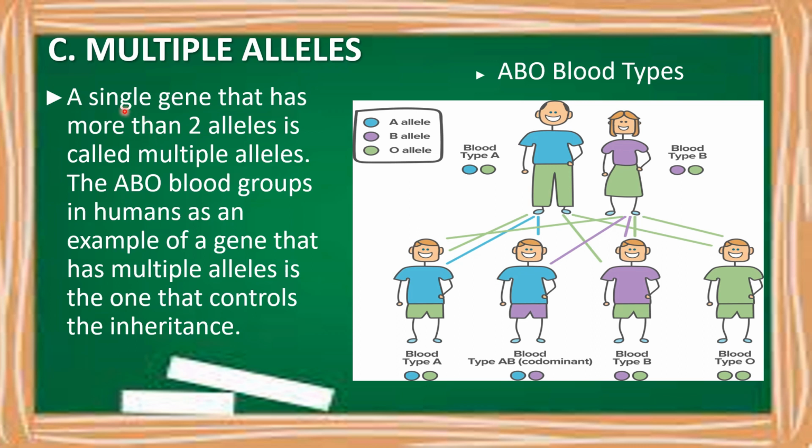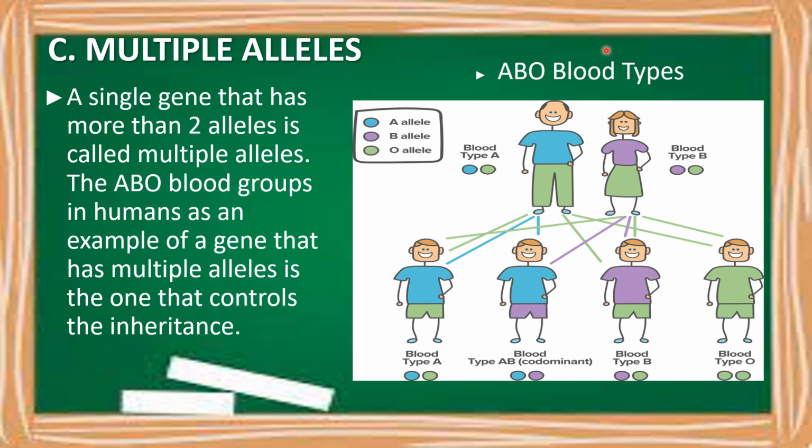So multiple alleles, isa bisaya pa, ang single gene na siya more than 2 alleles. So gitawag siya kay more than 2 alleles man ang offspring or mugawas, ginatawag siyang multiple alleles. Basta more than 2 alleles ang single gene. So is the ABO blood groups, as you can see in the picture. Letter A allele, B allele, and O allele.